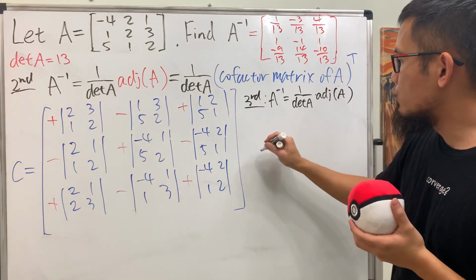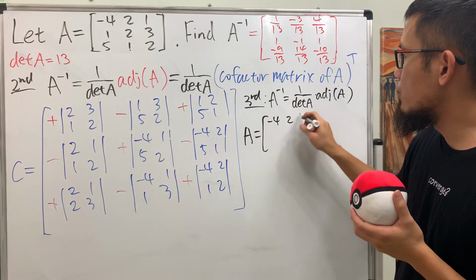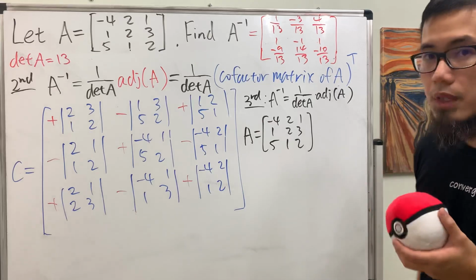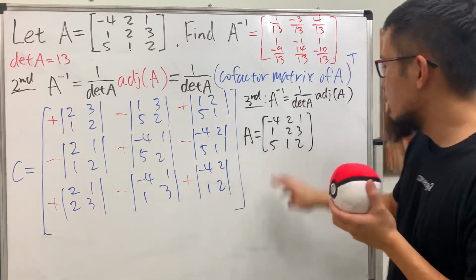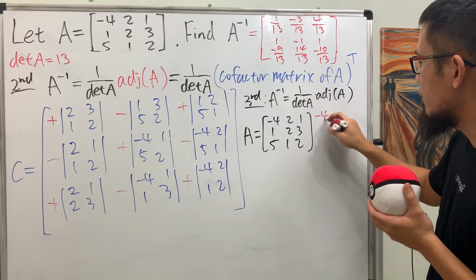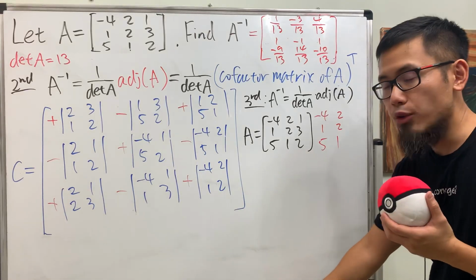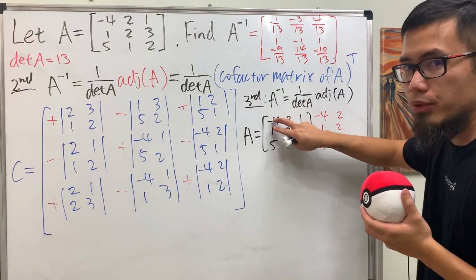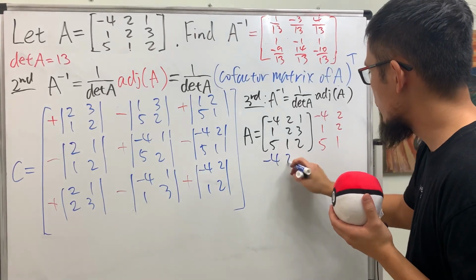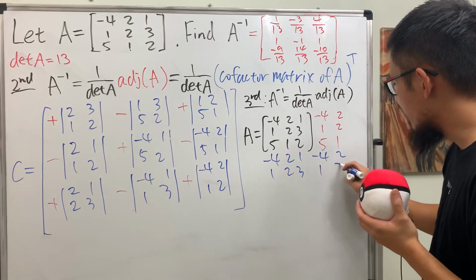What you do is, you first write down A, which is negative 4, 2, 1, 1, 2, 3, and then 5, 1, 2. And just like what we did last time, we are going to copy down the first two columns. So we get negative 4, 2, and then 1, 2, and then 5, 1. But not only that, we will also have to copy down the first two rows right here. So we get negative 4, 2, 1, negative 4, 2, and then 1, 2, 3, 1, 2.